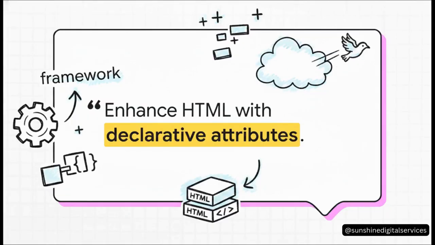There's a great quote that captures its whole underlying philosophy. Alpine.js is a minimalist JavaScript framework designed to enhance HTML with declarative attributes. Instead of constantly context switching between your markup files and completely separate JavaScript files, Alpine brings the logic directly to the DOM exactly where it belongs.